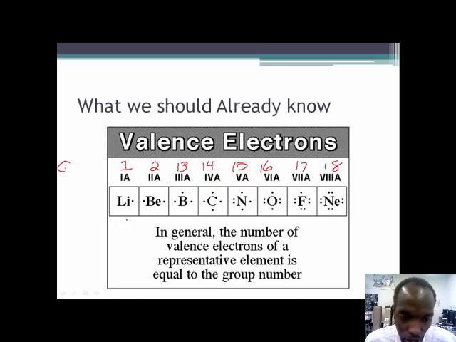These are the groups on the periodic table, and this goes for all the groups on the periodic table. For all the elements in group 1, they have 1 valence electron. For all the elements in group 2, they have 2 valence electrons. For all the elements in group 3, they have 3 valence electrons. For all the elements in group 4, they have 4 valence electrons. 5 for 15, 6 for 16, 7 for 17, and 8 for 18.